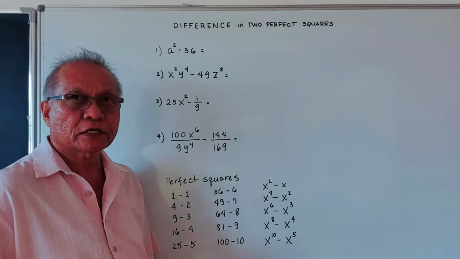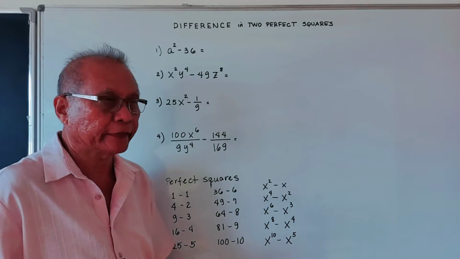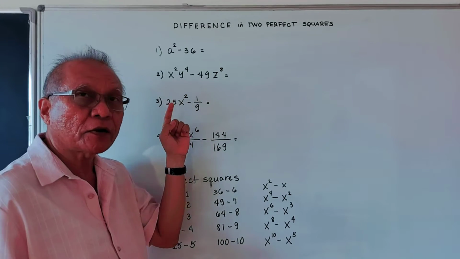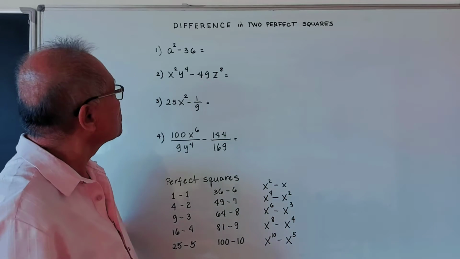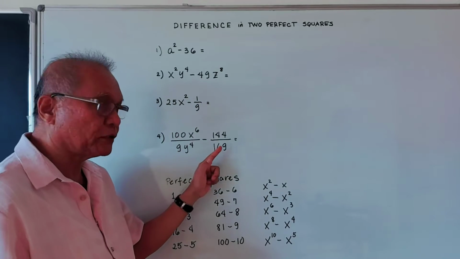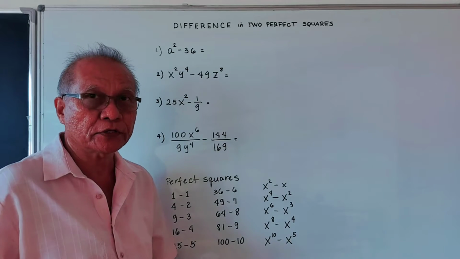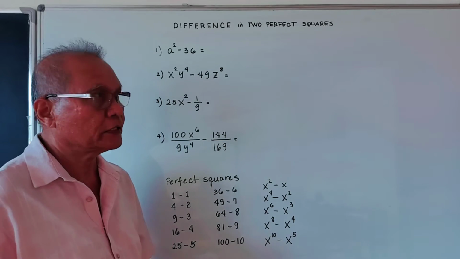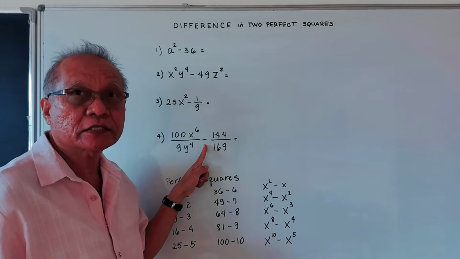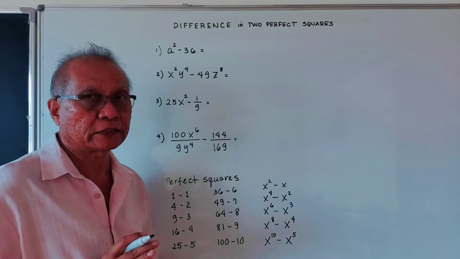Good day, learners. Today our topic is about factoring the difference of two perfect squares. Our hint for this type of factoring is that we are going to factor a binomial. You can see here that all of them are binomials. The first term and the second term are both perfect squares, and their sign is always negative. If it is positive, there is no factor for that.